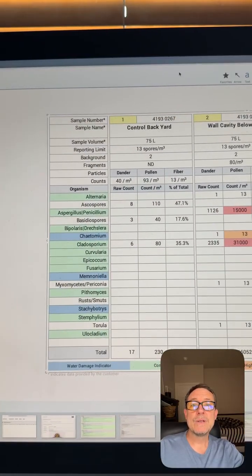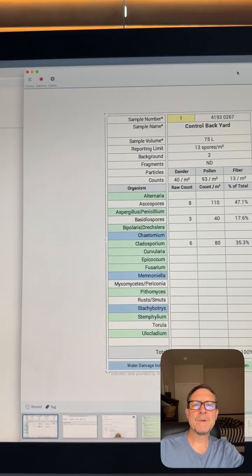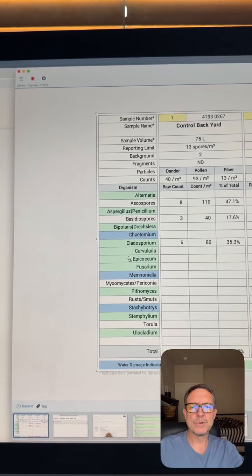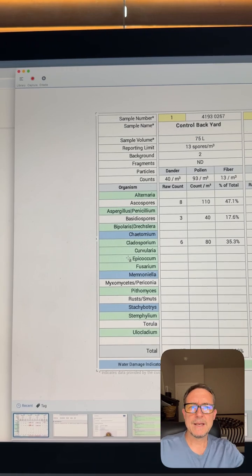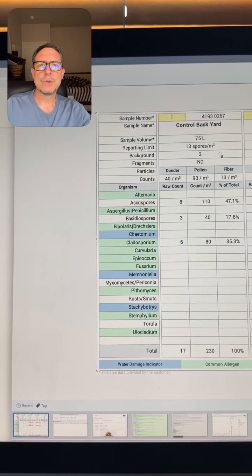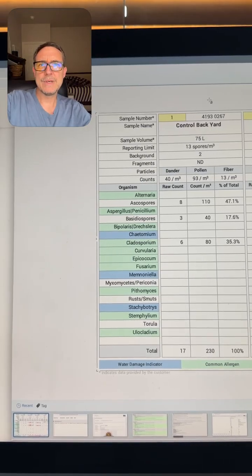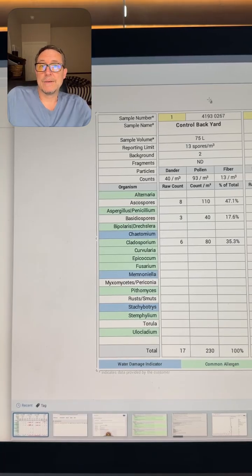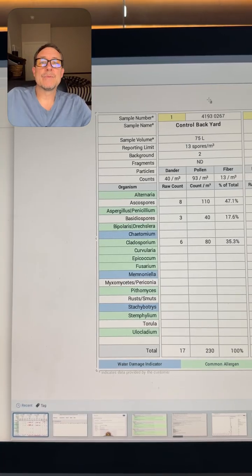Okay, so if we look here, I'm going to talk about this right here. This first column, these are the different types of molds that are found. This represents hundreds of different molds because some of them are grouped together because they look the same and they're very similar. So this is a control sample taken from the backyard. 5-minute air sample, control sample. We need that because if we take an air sample from the inside of your home, how do we know if it's high? We don't. We have to go ahead and take a sample from the outside, something to compare that to.